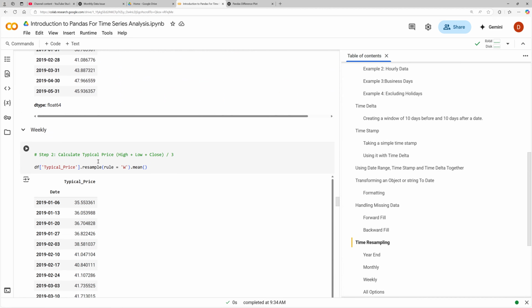Here's a weekly, so you can see it jumps 7 days.